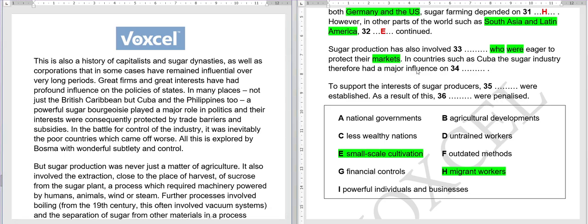So in countries such as Cuba, the sugar industry therefore had a major influence on blank. Let's see. Great firms and great interests have had profound influence on policies of states in many places, not just the British Caribbean but Cuba and Philippines. So here we have found the answer to the 34th. So obviously, as predicted, the answer is in this particular sentence for question number 33. You have around 10 seconds and the time starts now.